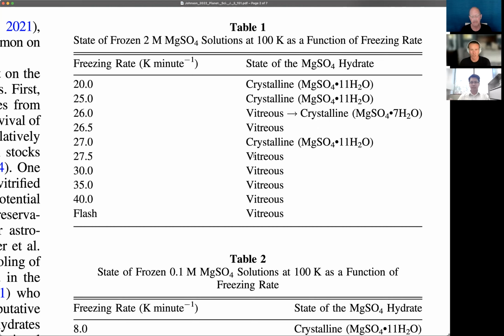And so within this 1 or 2 degree range, at 27 we got a crystal, and then at 26.5 we got glass again, and when we did 26 we actually started to observe it as a glass, but as we were taking spectra it transformed to the crystal.